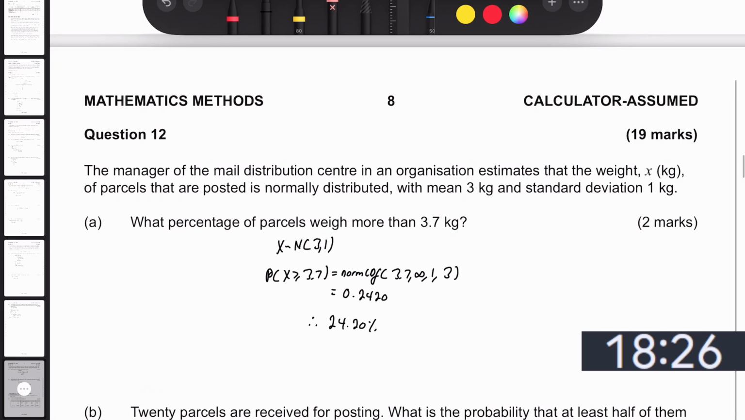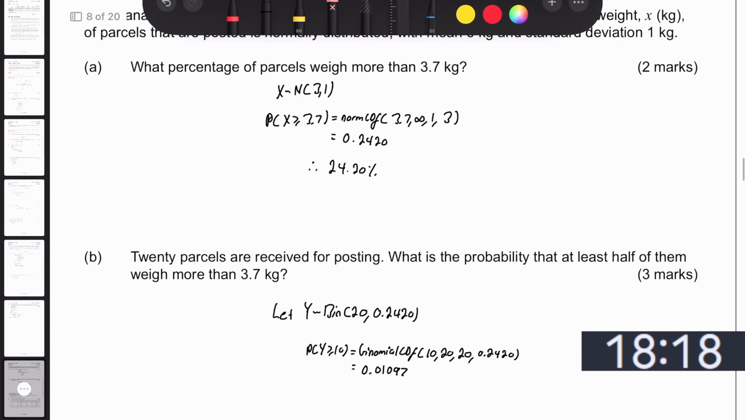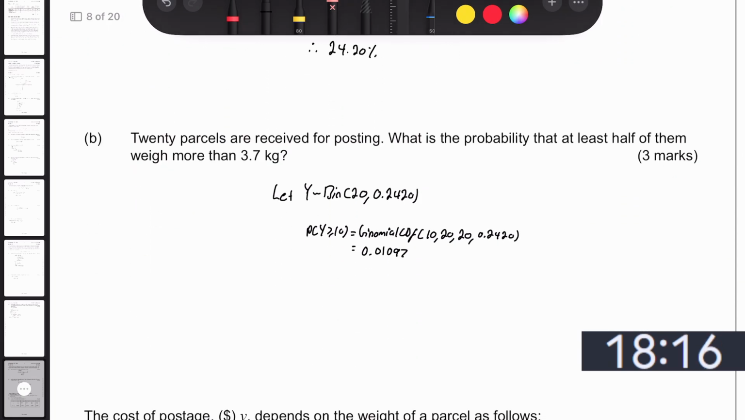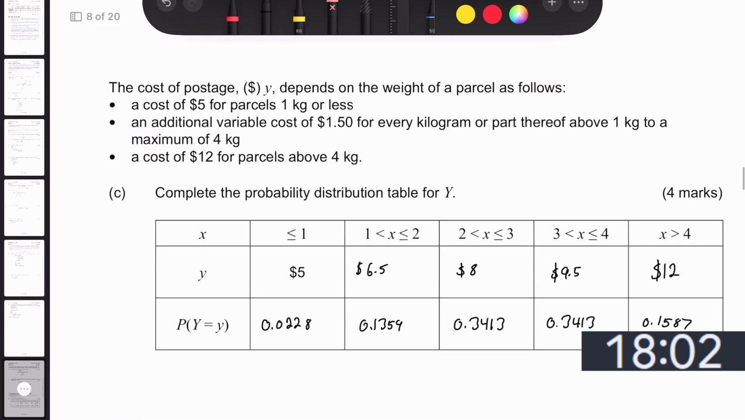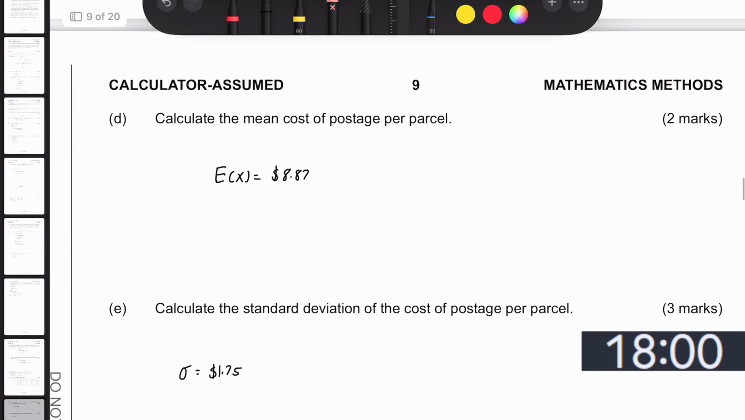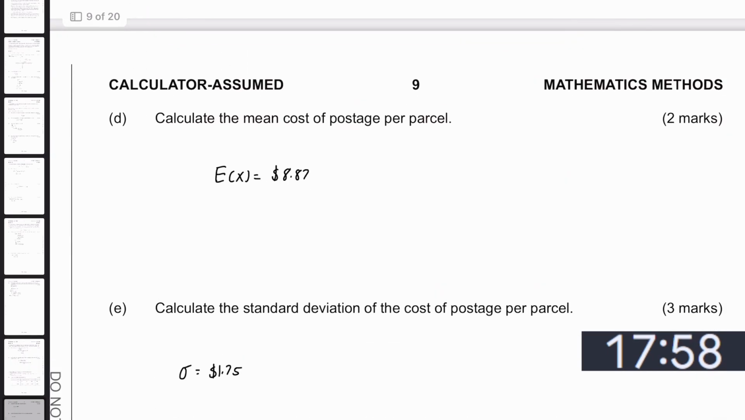Okay. Divided over mole, that means this is going to be normal CDF, more than 3.7, so 3.7 to infinity. Standard deviation 1, mean of 3, 2420, 20 parcels. So CDF, at least half of them weigh more than 3.7. 1.01096. Everything that was correct. This was in my stats table.